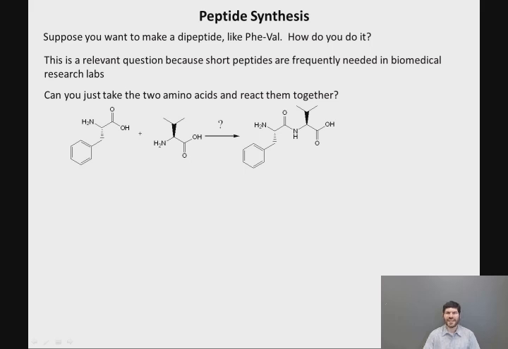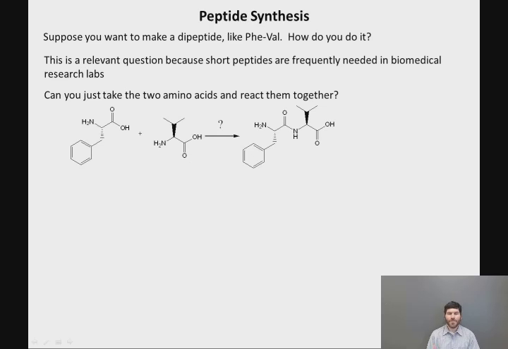We now begin to consider the issues associated with peptide synthesis. So suppose you want to make a dipeptide like phenylalanine valine. How do you do it? And this is a relevant question because short peptides are frequently needed in biomedical research labs. And there are now these biopolymer core facilities whose job it is to make peptides.